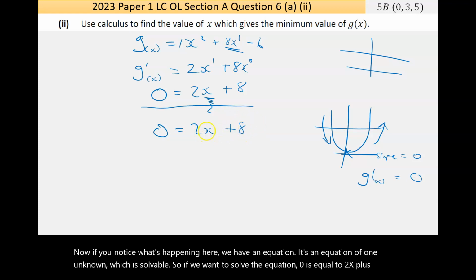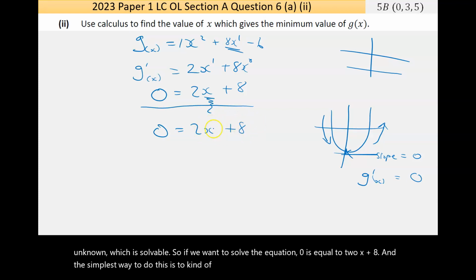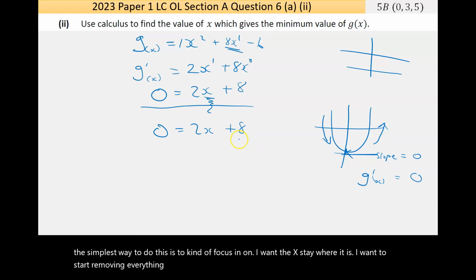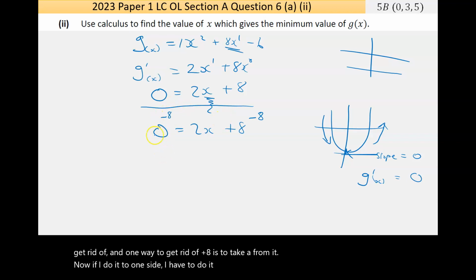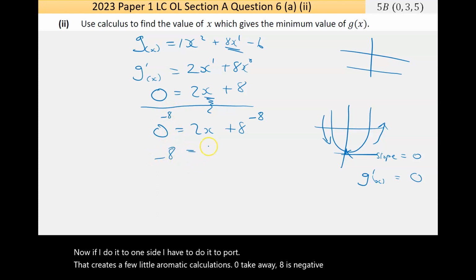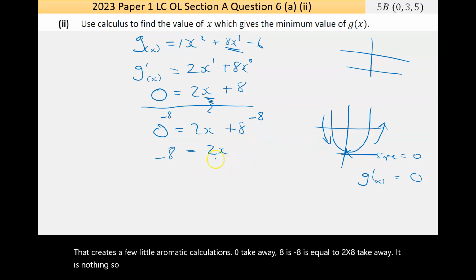Now, the simplest way to do this is to focus in on it: I want the x to stay where it is. I want to start removing everything else, and remove what's added or subtracted first. So this plus 8 I want to get rid of. And one way to get rid of plus 8 is to take 8 from it. Now, if I do it to one side, I have to do it to both. That creates a few little arithmetic calculations. 0 take away 8 is negative 8, is equal to 2x. 8 take away 8 is nothing, so we don't bother writing down 0.